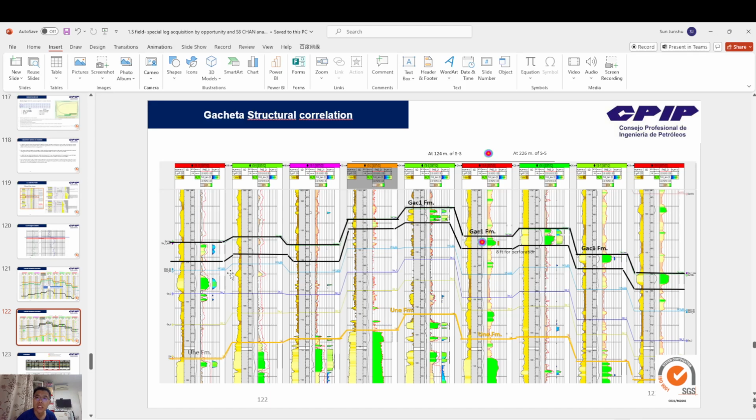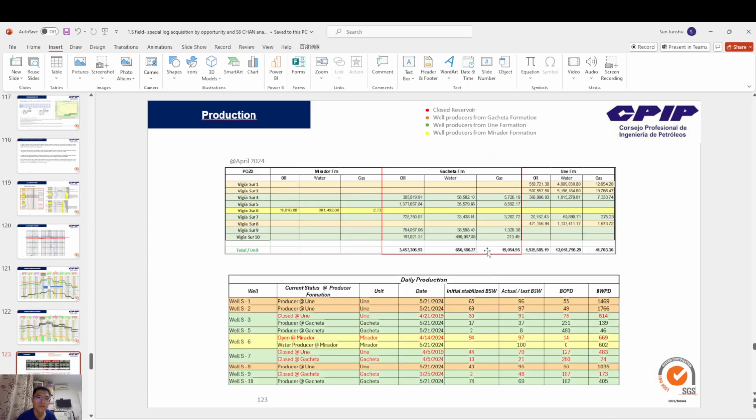This is the Gogeta structural correlation. So S3 is the highest, then S6. Production.